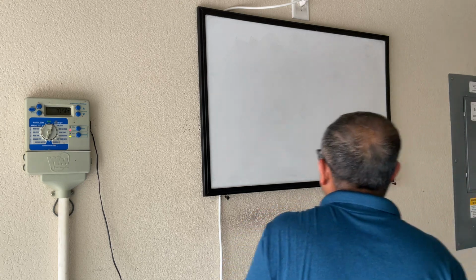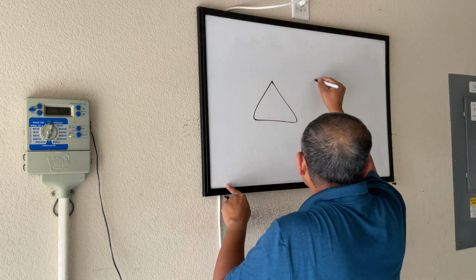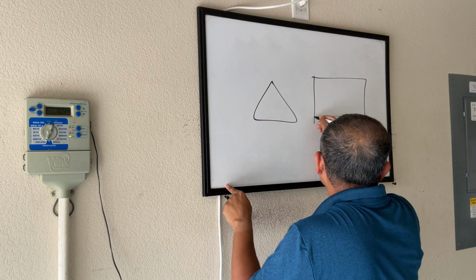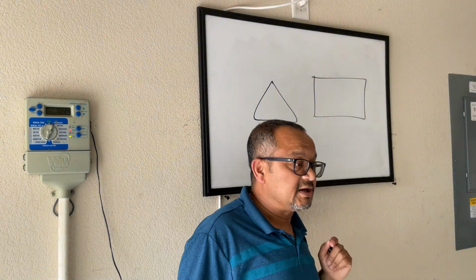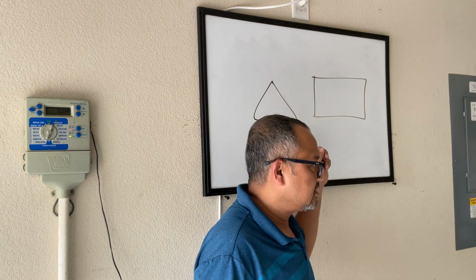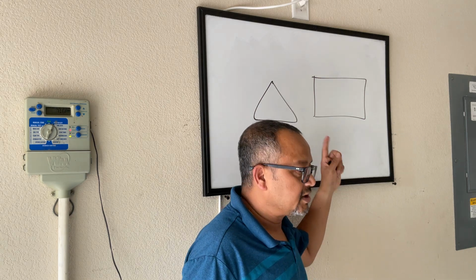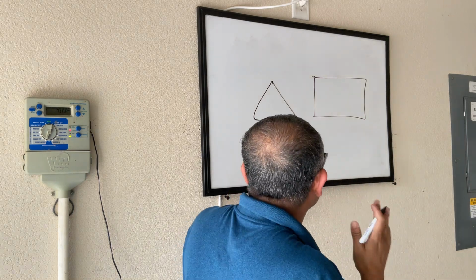If I say this triangle and this rectangle are congruent, you will say, sir, please take a hike. They cannot be congruent. They have to have every matching property.